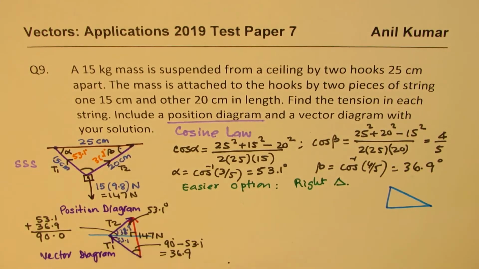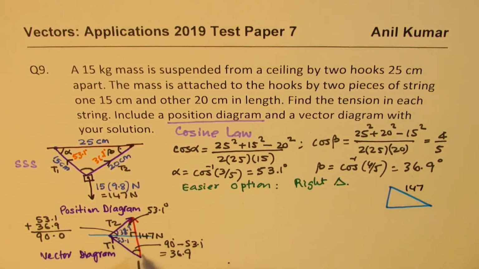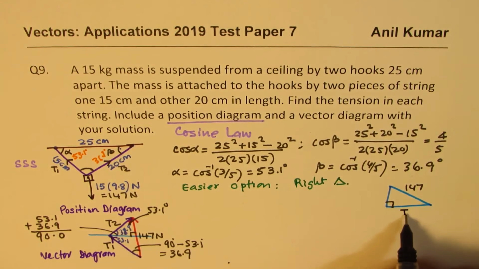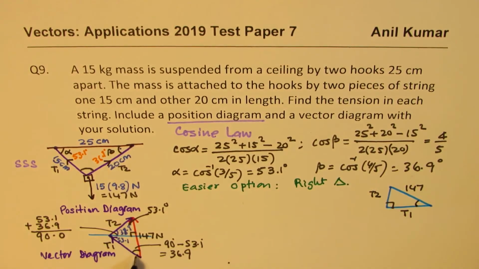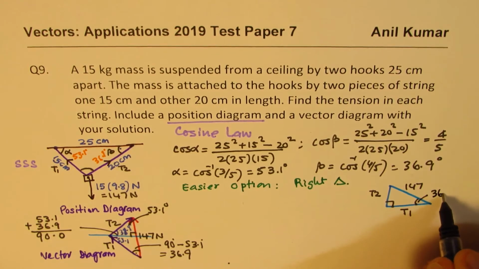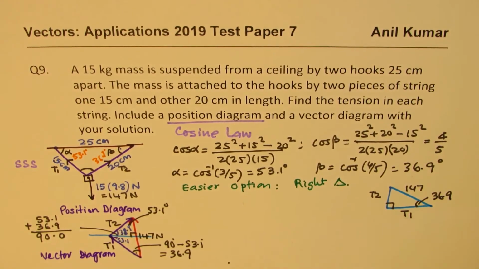Now in this triangle, what you notice here is this side is 147, correct? Now this angle is 90 degrees. One of these sides is tension T1, the other one is T2. And the angle here, we'll consider that angle, 36.9. Is that clear to you? Why am I drawing it? Since we found this to be 90 degrees, we need not use sine law. That's what I want to stress. Does it make sense to you?